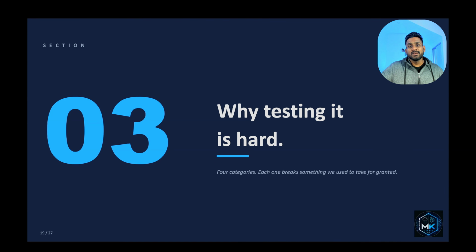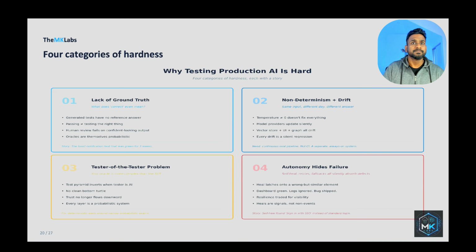So I'm going to break this down into 4 categories. There are more, but these 4 show up almost everywhere, and each one breaks something we used to take for granted. If you remember nothing else, you can't test production AI like deterministic software with a fancy UI. You need a different mental model and a different measurement system.